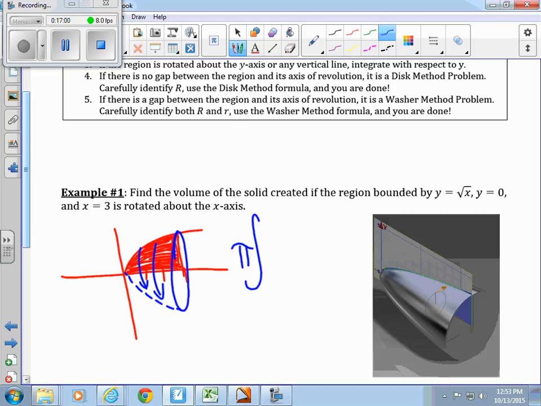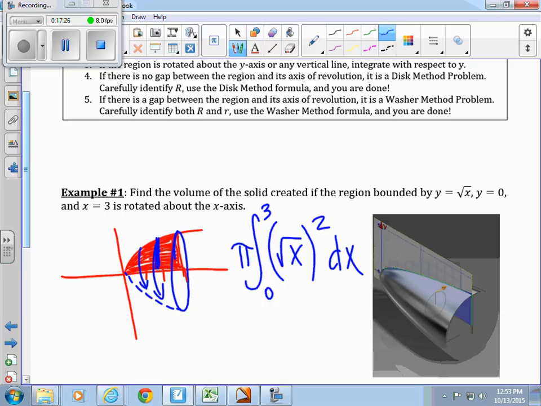Times the radius. What is the radius? Square root of x. Everyone agree? It's the height of that curve. Squared. From where to where? 0 to 3. Any questions about that?